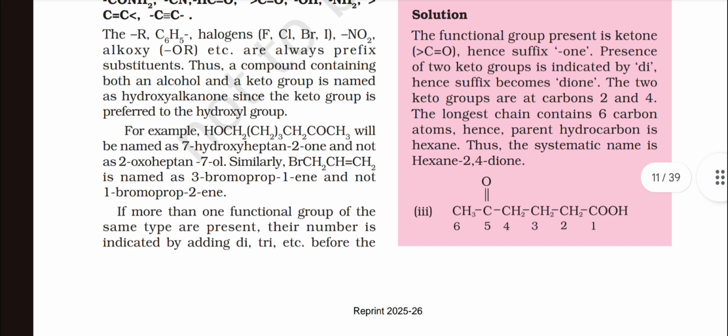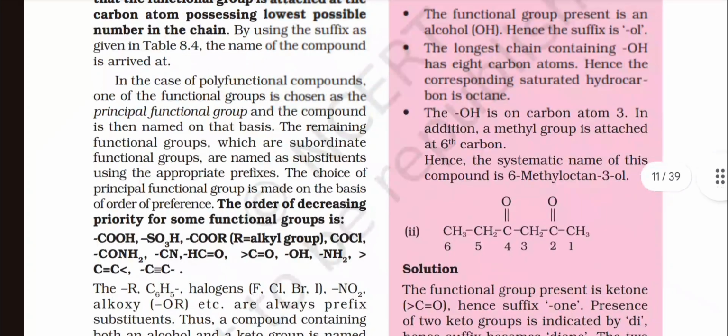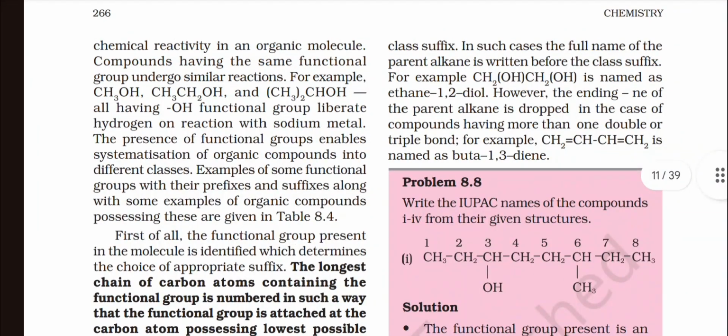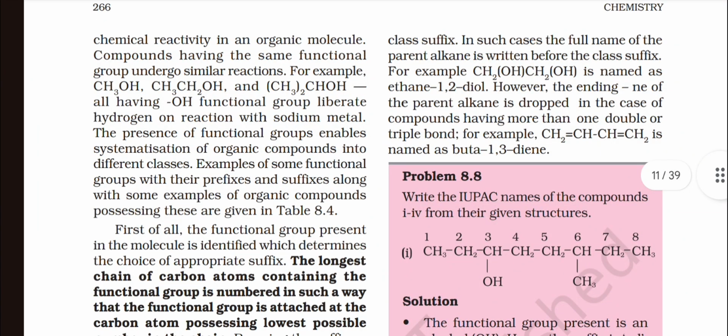If more than one functional group of the same type is present, their number is indicated by adding di, tri, etc. before the class suffix. In such cases, the full name of the parent alkane is written before the class suffix. For example, HOCH2CH2OH is named as ethane-1,2-diol. However, the ending e of the parent alkane is dropped in the case of compounds having more than one double or triple bond. For example, CH2=CH-CH=CH2 is named as buta-1,3-diene.